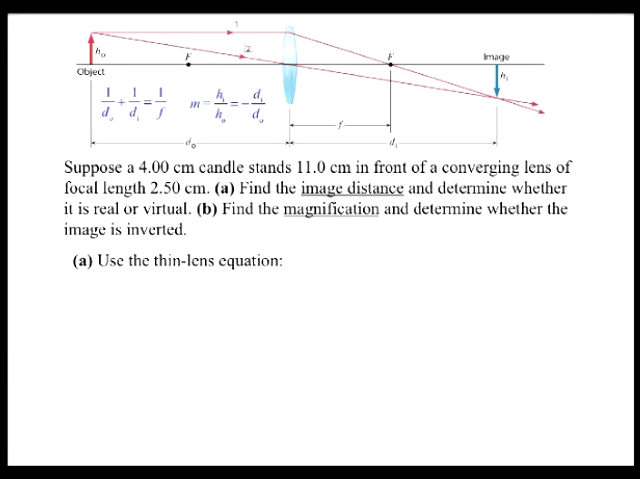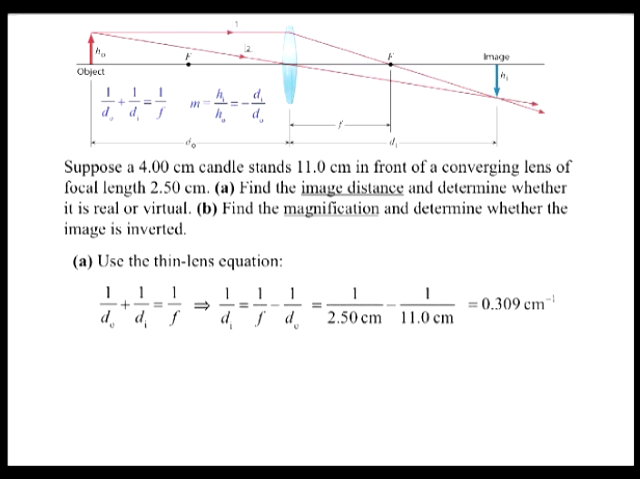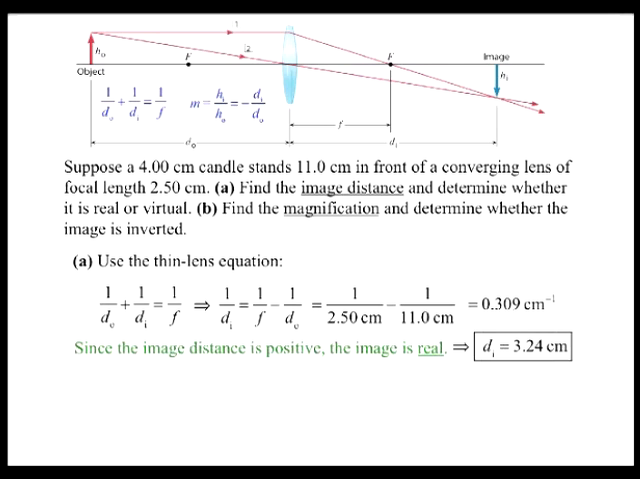We start with the thin lens equation and rearrange it to give 1 over DI equals 1 over F minus 1 over DO. This equals 1 divided by 2.50 centimeters minus 1 over 11.0 centimeters. This equals 0.309 inverse centimeters. Or, inverting, DI equals 3.24 centimeters. Since the image distance is positive, the image is real.